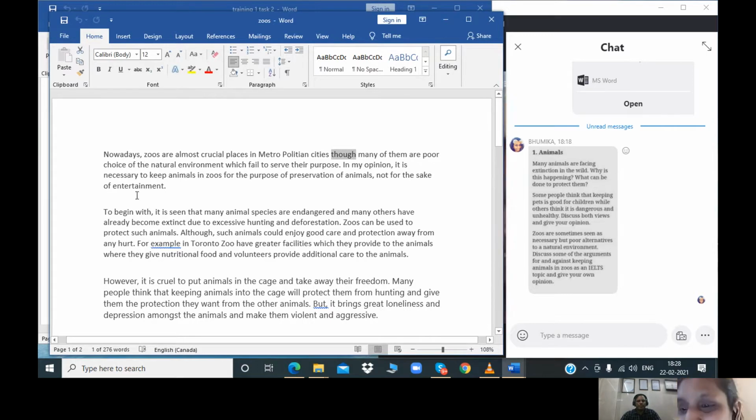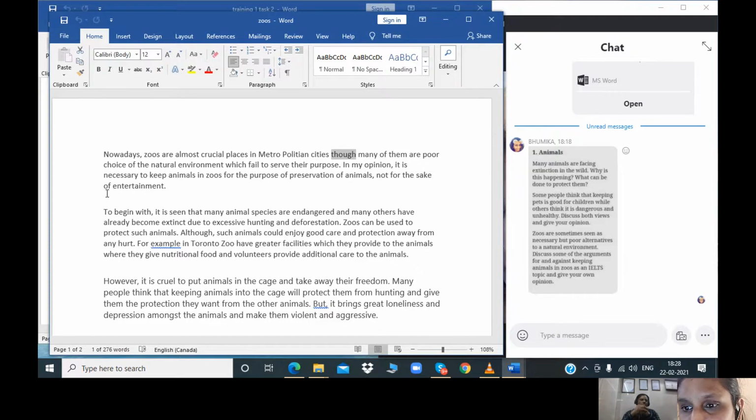In my opinion, you have to underline what I have spoken to you right now. Yes, I'm doing the changes side by side. In my opinion, it is necessary to keep animals in zoos for the purpose of preservation of animals, not for the sake of entertainment.